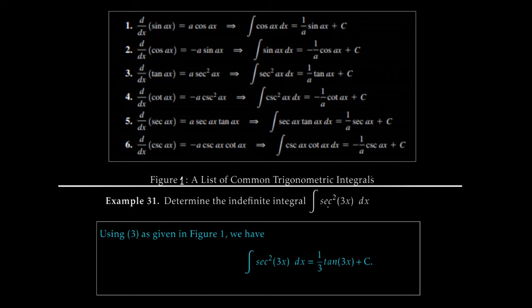So we look, secant squared 3x. We check up here. Oh look, the integral of secant squared ax dx right here is just 1 over a tangent of ax plus c. So the indefinite integral of secant squared of 3x dx is 1/3 tangent of 3x plus c. We just took those a's and put 3's in everywhere they appear. And bam, we're done. Next example.